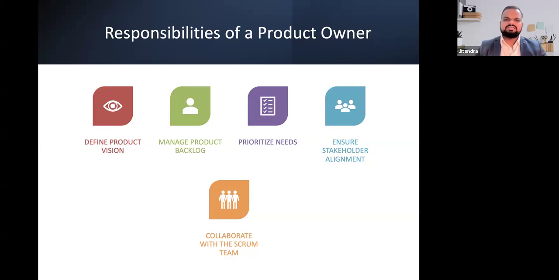First thing first, as a product owner, you need to have a product mindset, and that means you need to define the product vision. So what is a product vision? In the interest of time, if I have to summarize it, it is the long-term aspect of what we are trying to achieve with this product.